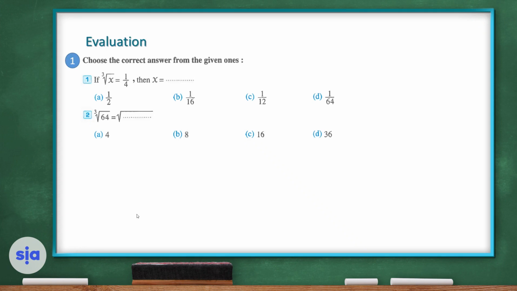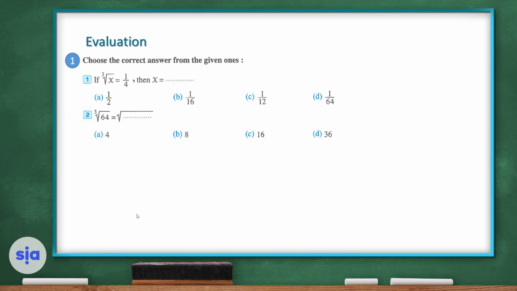Let's now move on to the evaluation part. And please, when it comes to the evaluation part, pause the video, try to answer the questions yourself, and then play the video again to check your answers. So the first question is a multiple choice question. The question is asking us to choose the correct answer.